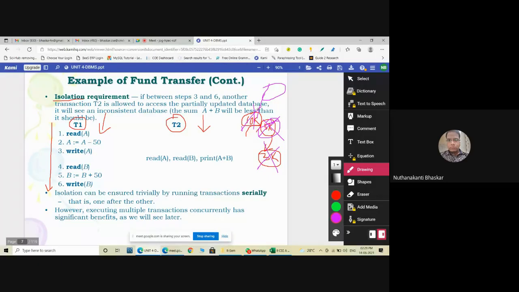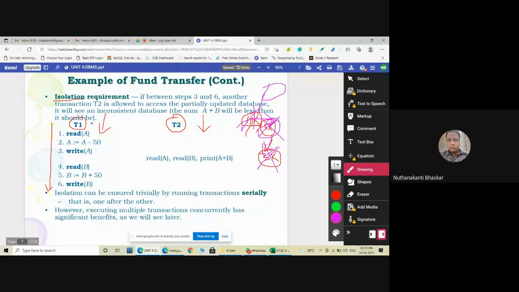Isolation means this transaction is not depending on that transaction. Maybe this is the first, this is the next, and the first and next are not depending on each other. That is isolation. Now we cannot get any inconsistency problem because of the isolation. Understand now?